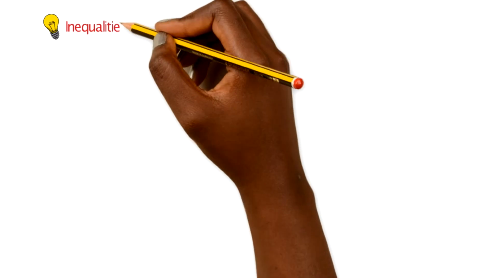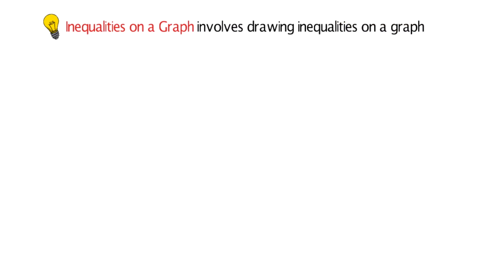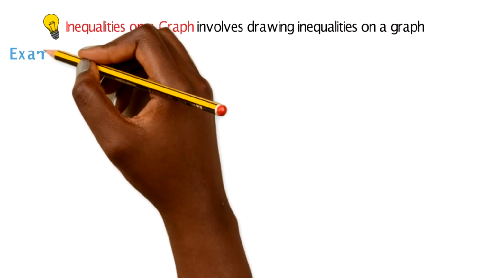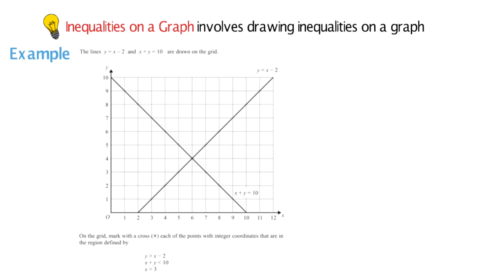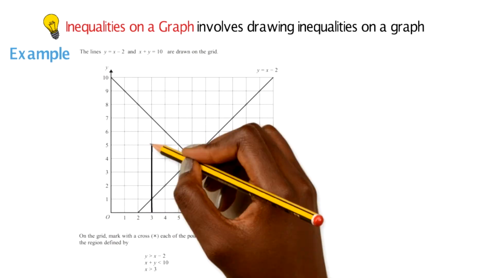So I will put the link in below, but I have a video on inequalities in general, like the equation form. However, they may ask you inequalities on a graph, and that basically involves drawing inequalities on a graph. So an example of this. For instance, in this question we've got two equations of a straight line, and basically it wants us to draw the following inequalities listed below on this graph.